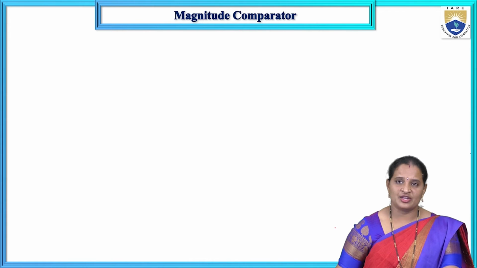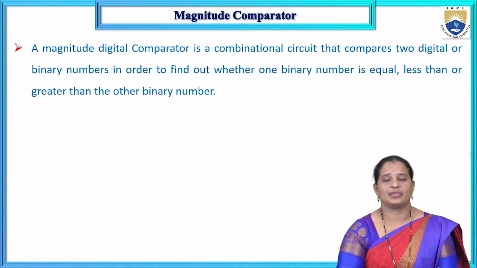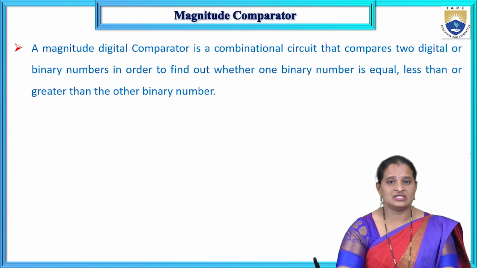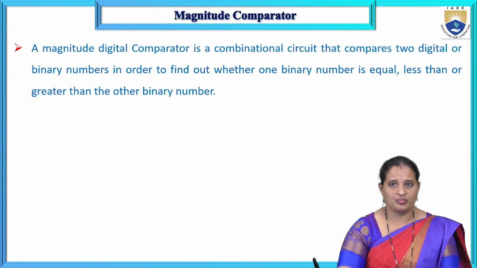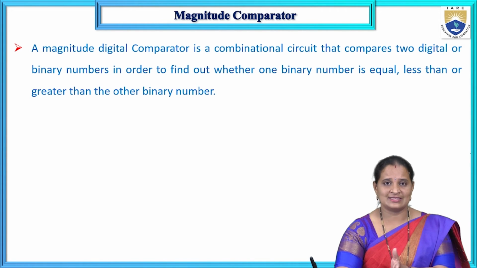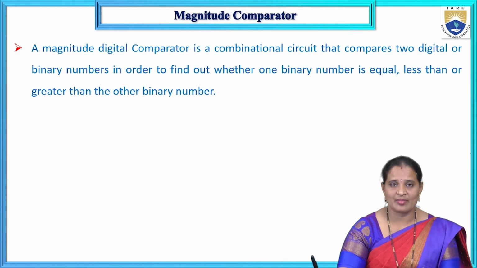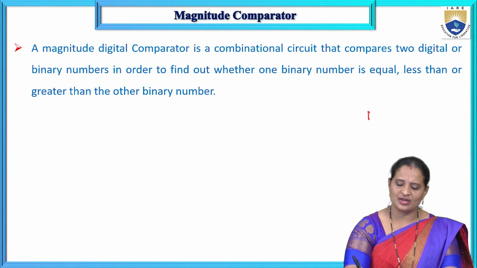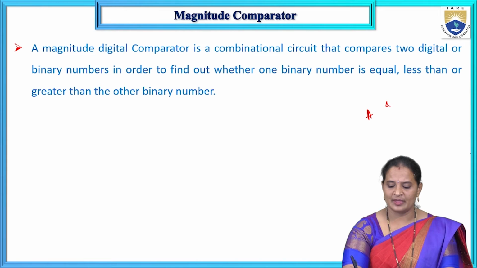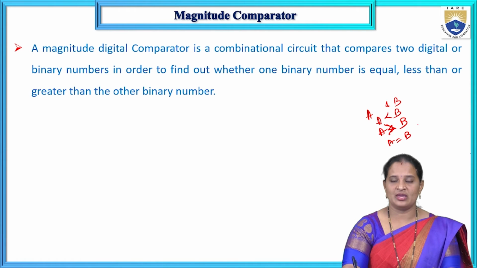Now, magnitude comparator. What is a magnitude comparator? A magnitude digital comparator is a digital combinational logic circuit that compares two digital or binary numbers in order to find whether one binary number is greater than, less than, or equal to the other binary number. So what we are doing is comparing two binary numbers, A and B. A may be greater than B, A may be less than B, or A may be equal to B.